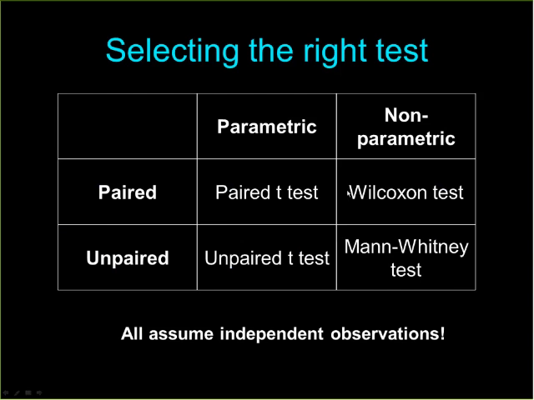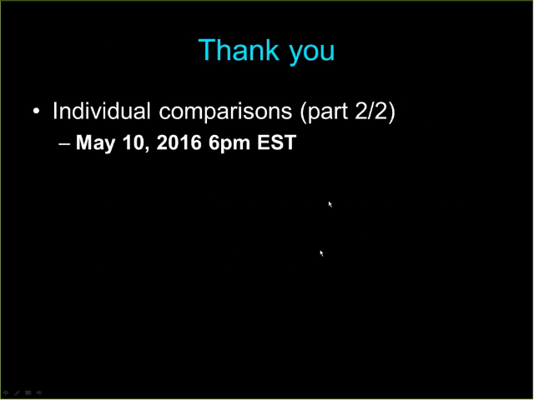So this is just summarizing. This was that same 2x2 table. If we have independent observations and we know the type of data that we're using, then from there we can deduce which of these tests to use and generate the p-value. So that wraps up this first part.